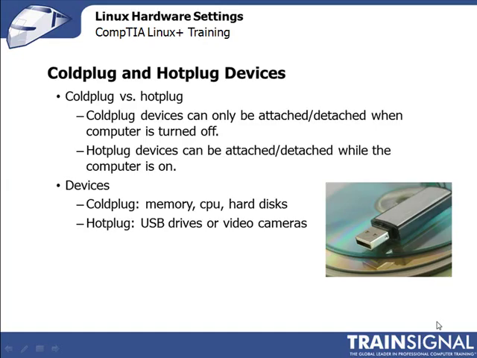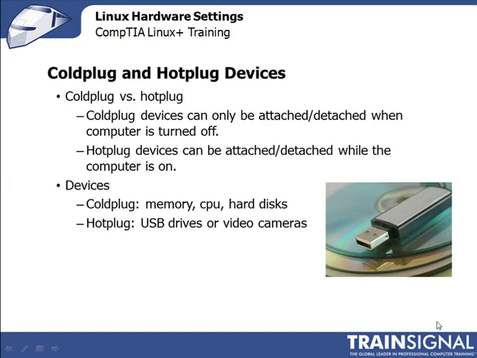So we know system hardware can be broken down into two categories, cold plug and hot plug. Cold plug devices can only be attached or detached when the computer is turned off or is cold. Typical cold plug devices are memory, the CPU, or the hard disk.